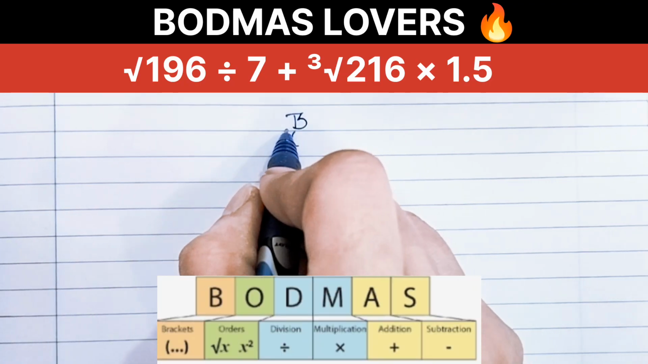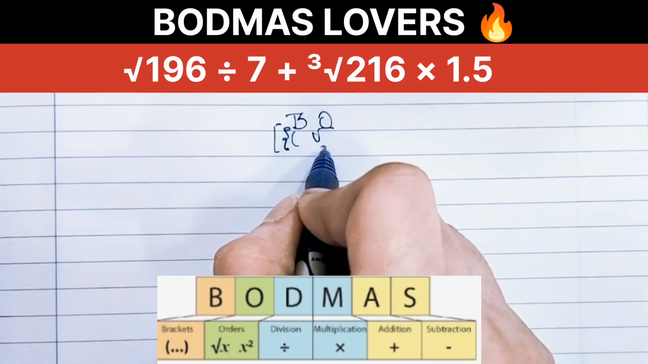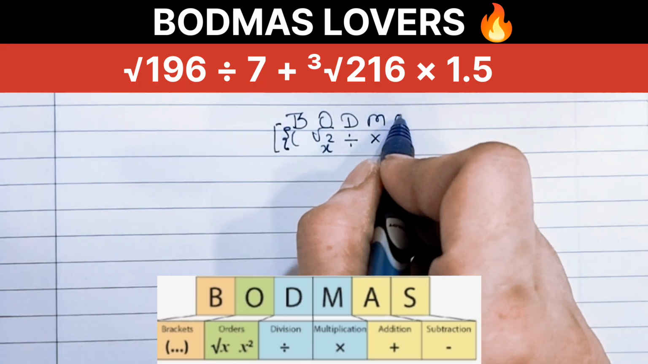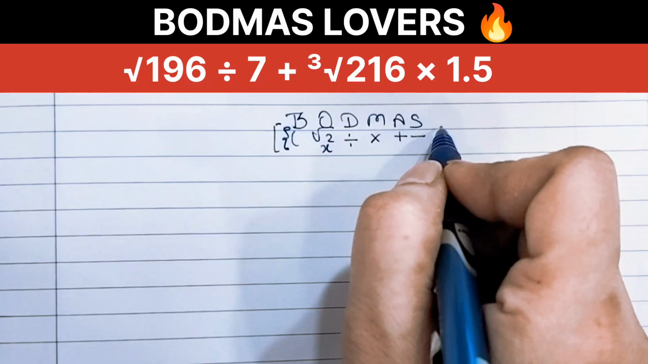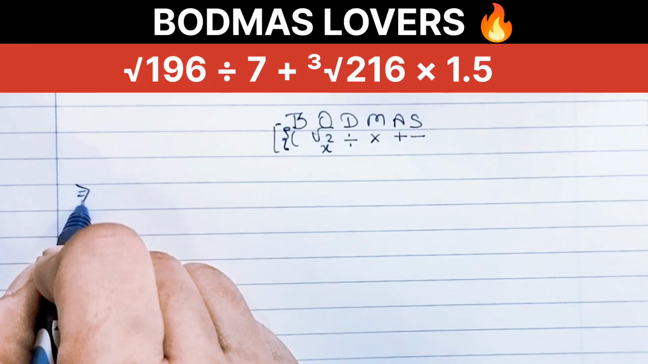The BODMAS rule says first we solve the small bracket, curly bracket, then square bracket. O stands for order, or we convert into multiplication, we solve roots and exponents. D stands for division, M stands for multiplication, A stands for addition, S stands for subtraction. According to this BODMAS sequence, we'll break down this expression by the step-by-step solution.